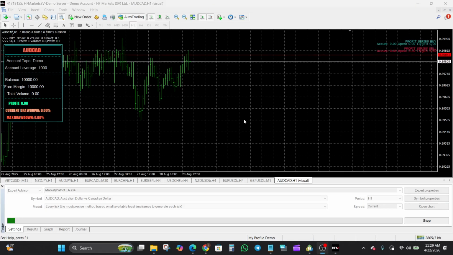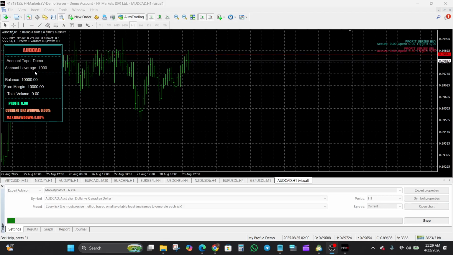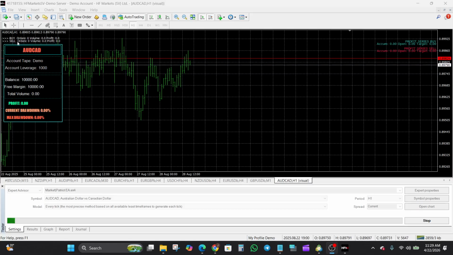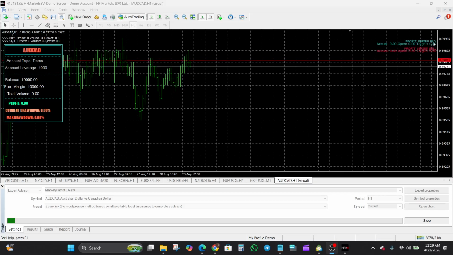The EA is active, and we can see the dashboard here showing us the account type, the account leverage, the balance, free margin, total volume, current profits, current drawdown, and maximum drawdown. All right. So we can also see here buy orders, sell orders, and the volume and profit information as well. You can see here profit series buy, profit series sell, and their respective information.